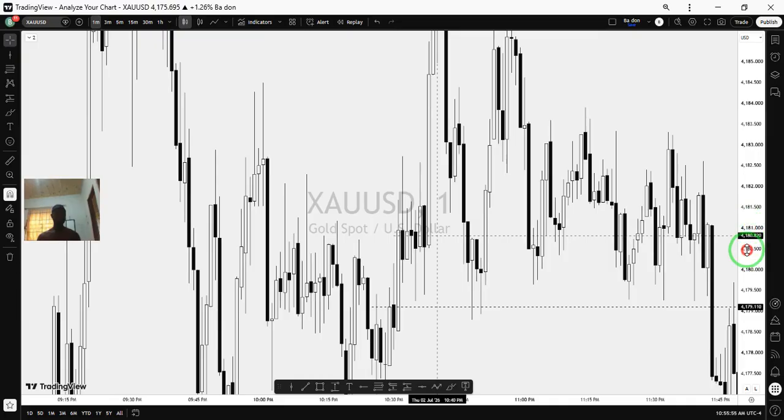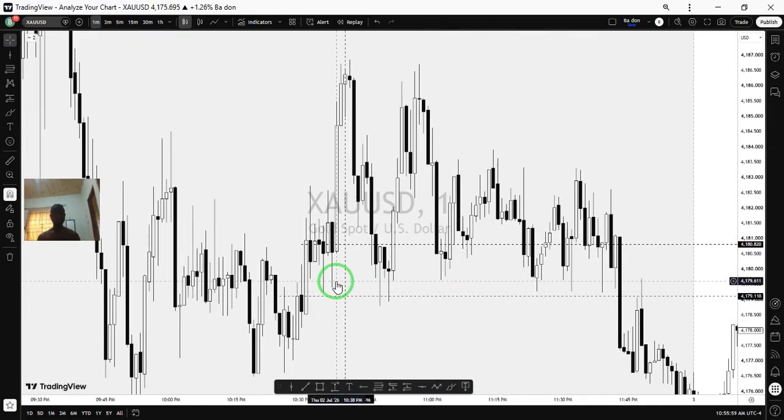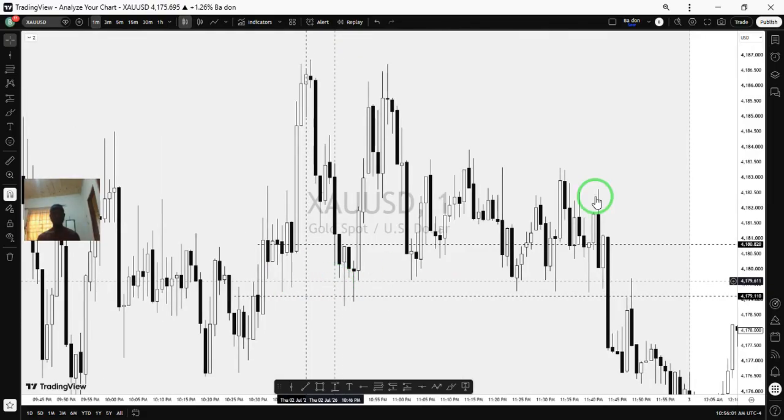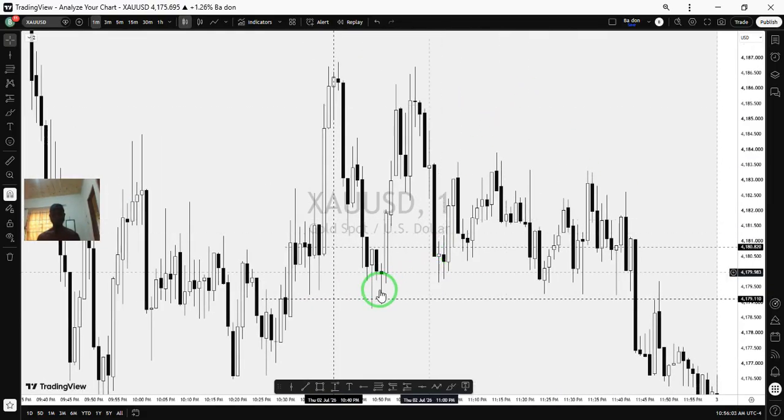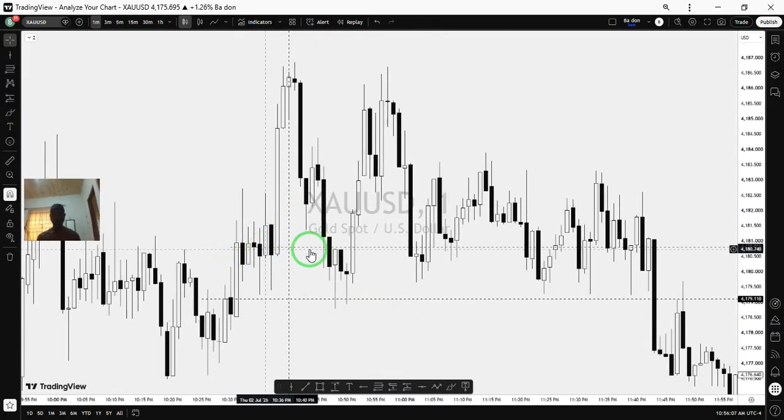What do we got here? Now we see this was the first POI. We see price tap into the POI and did not give any reasonable thing. Then right here at the second POI, you see how price tapped there, went back up, formed the bullish candle, came back down and tapped it again.